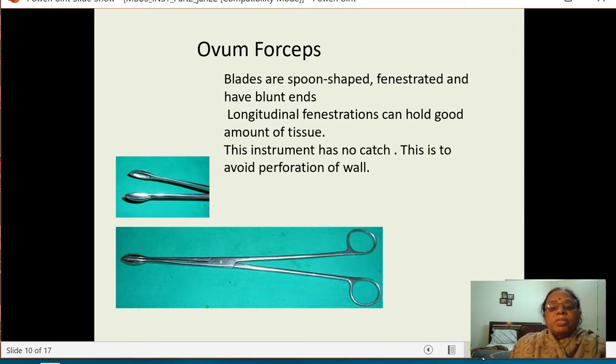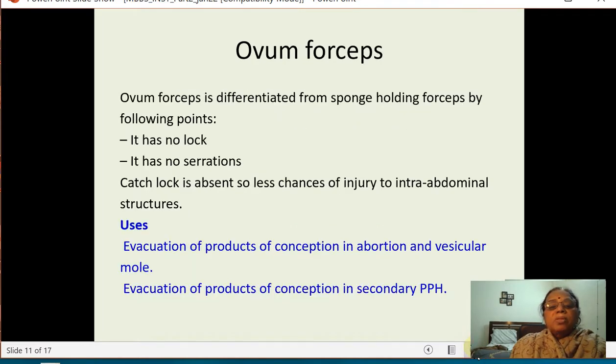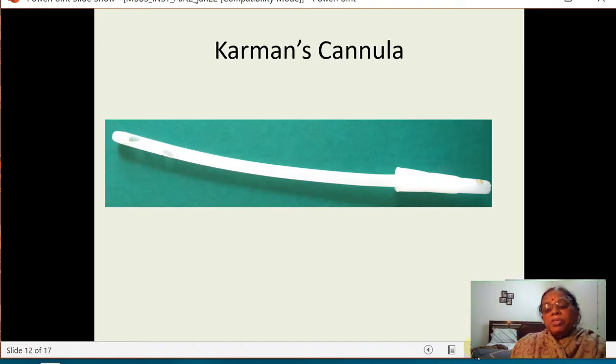Ovum forceps. The ovum forceps is a long instrument. It has got fenestrated blades, spoon-like ends, a blunt end. There is no catch. This is to avoid perforation of the uterus. The ovum forceps is used for evacuating the products of abortion and also used in vesicular mole and evacuation of the conceptus in secondary postpartum hemorrhage.